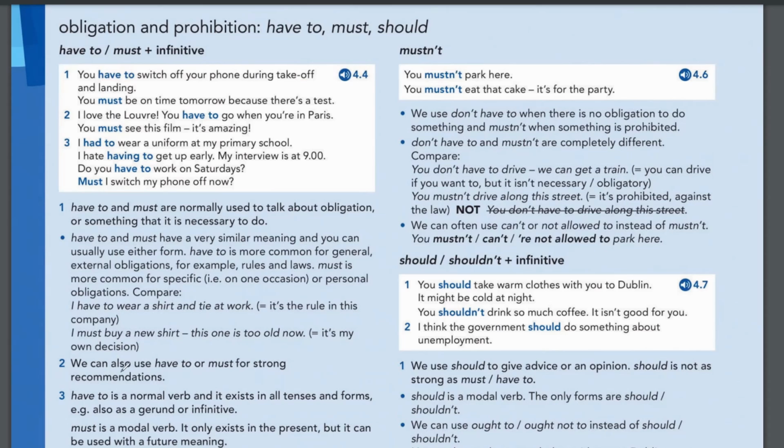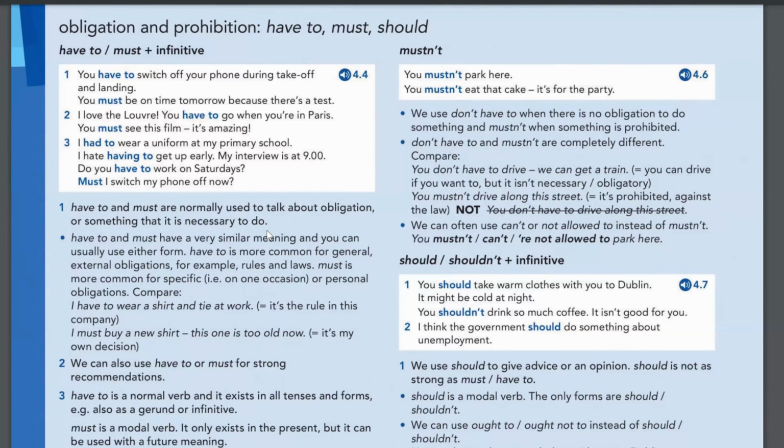Now, number 2, we can also use have to and must for strong recommendations. When you want to recommend something, we can use have to and must. I love the Louvre. You have to go when you are in Paris. I recommend you, or you must see this film. You must see this film. It's amazing. So that is a strong recommendation.